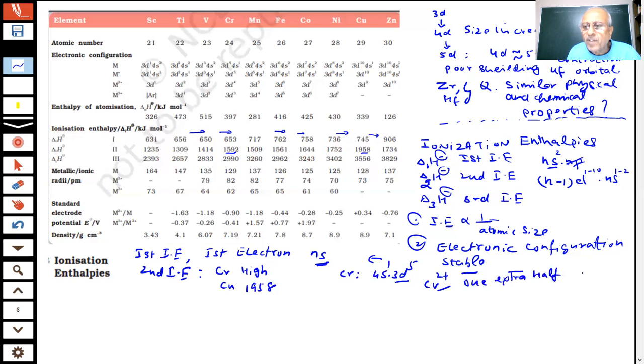So half-filled means they are more stable. Electrons are more stable here in the 3d5 because of the exchange energy. And in the case of copper, what is the configuration, students?